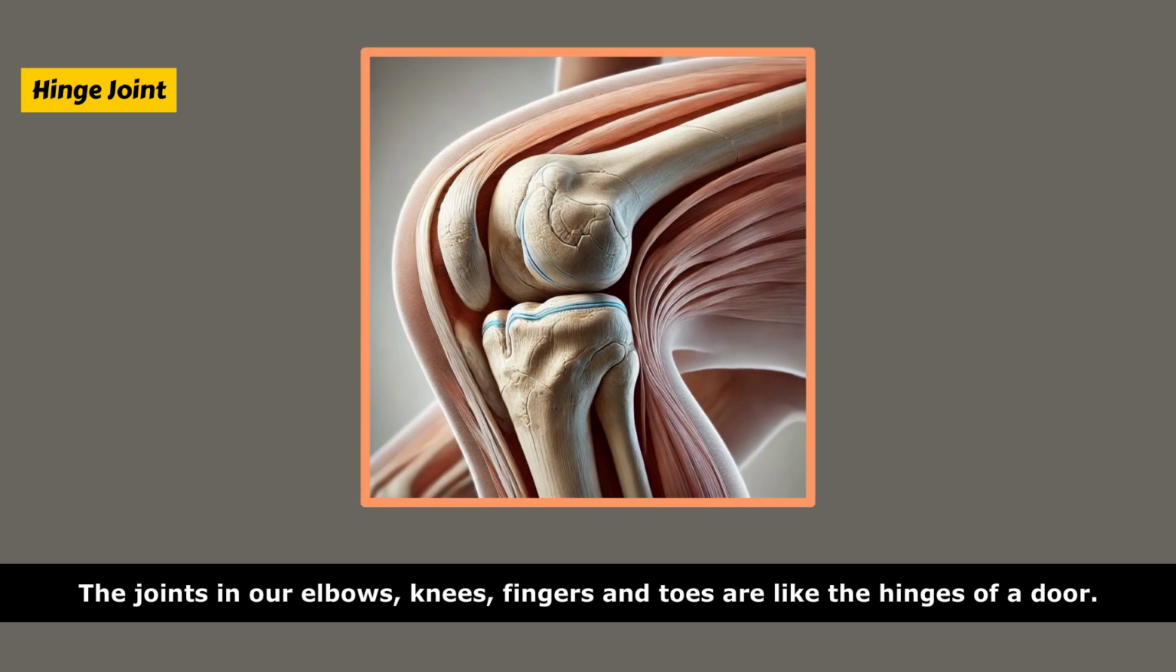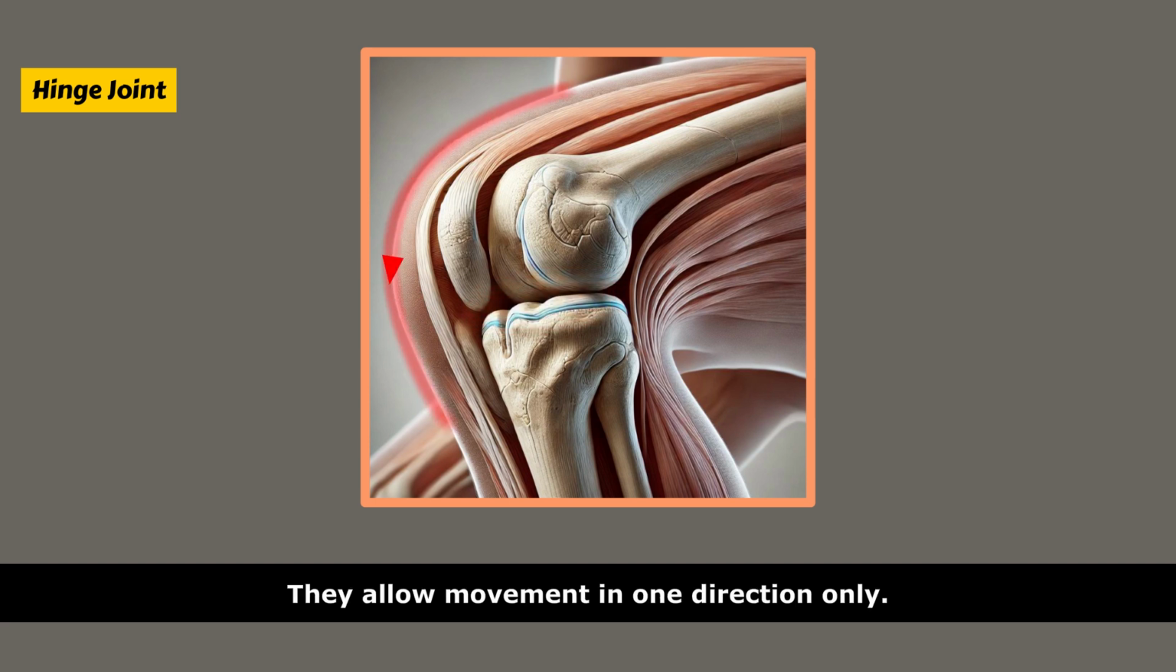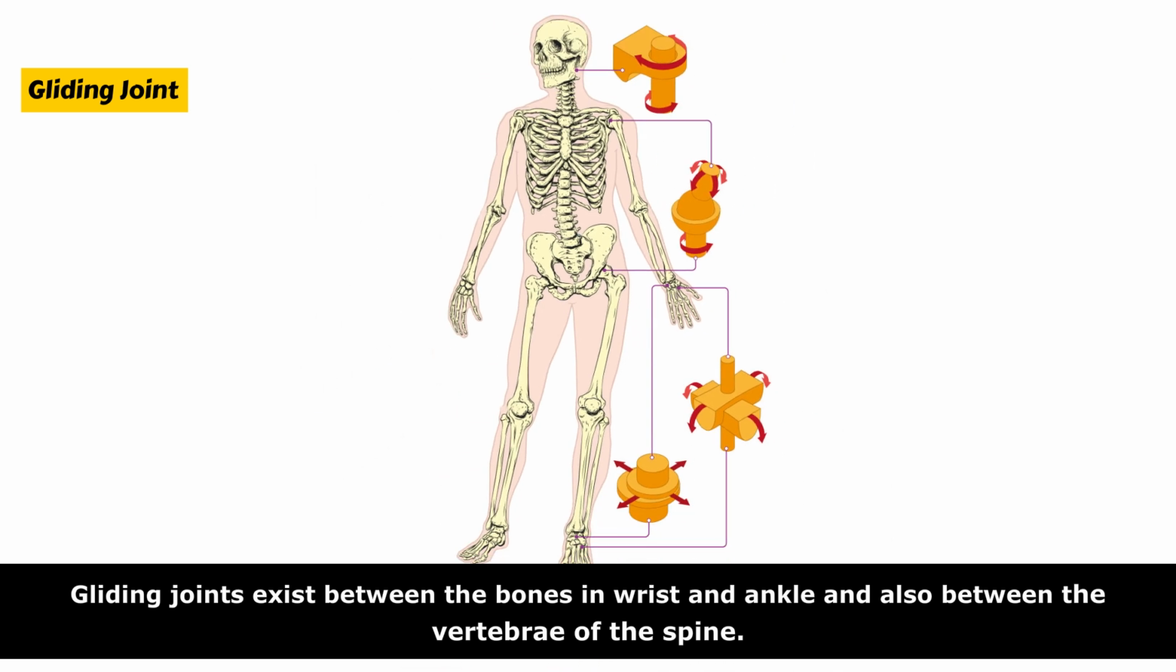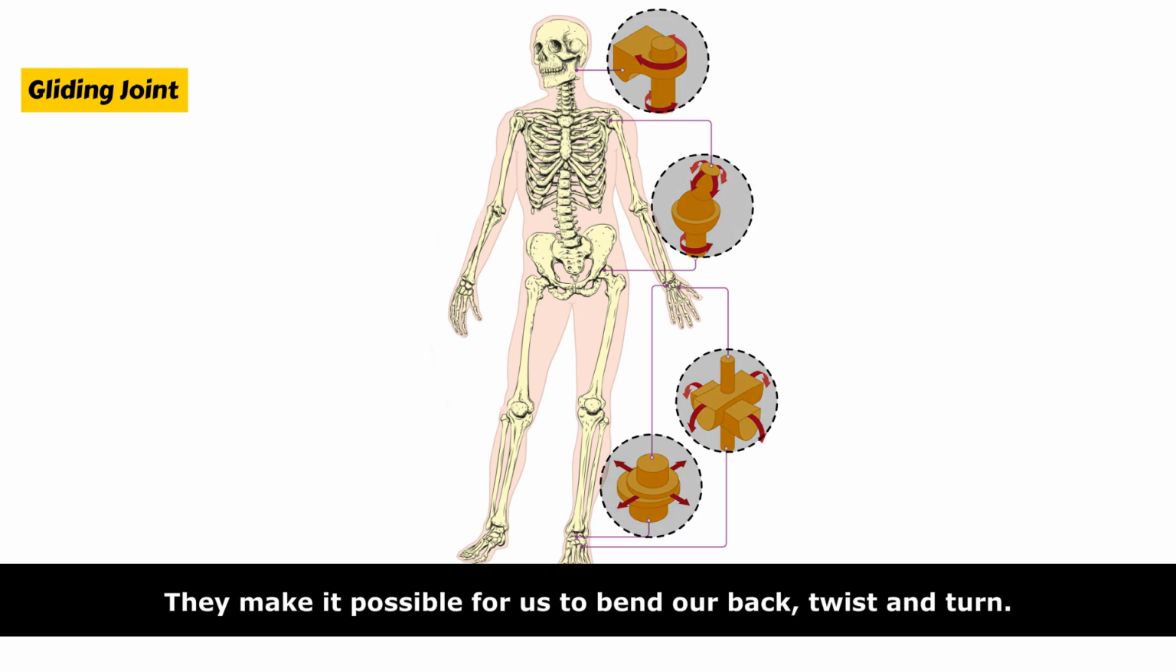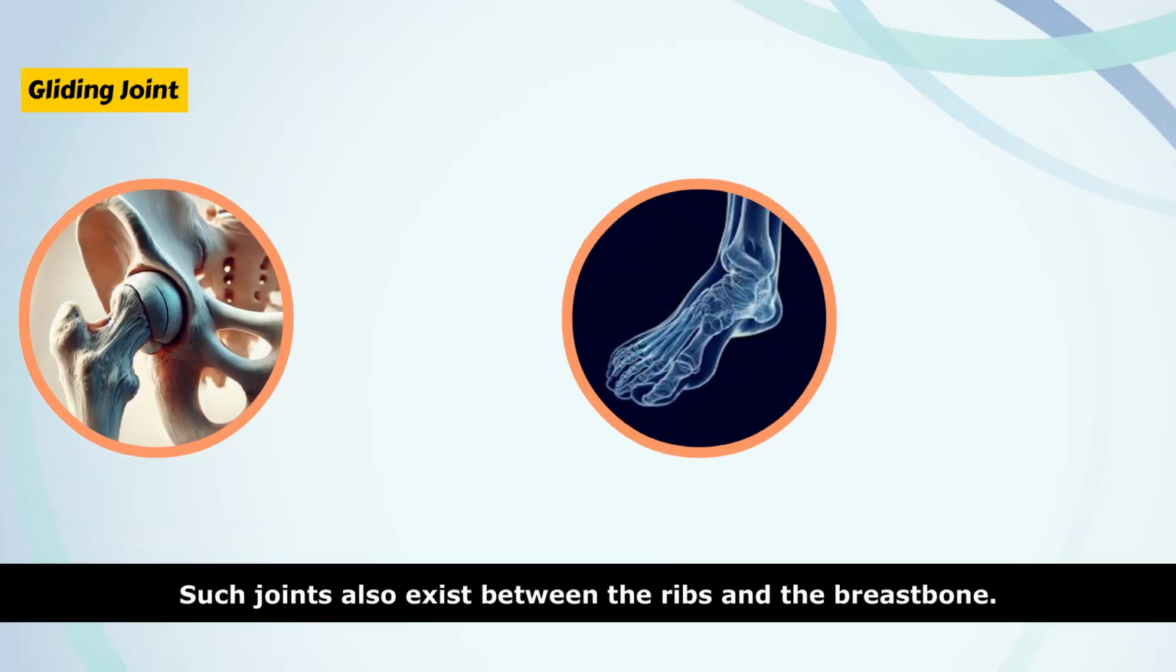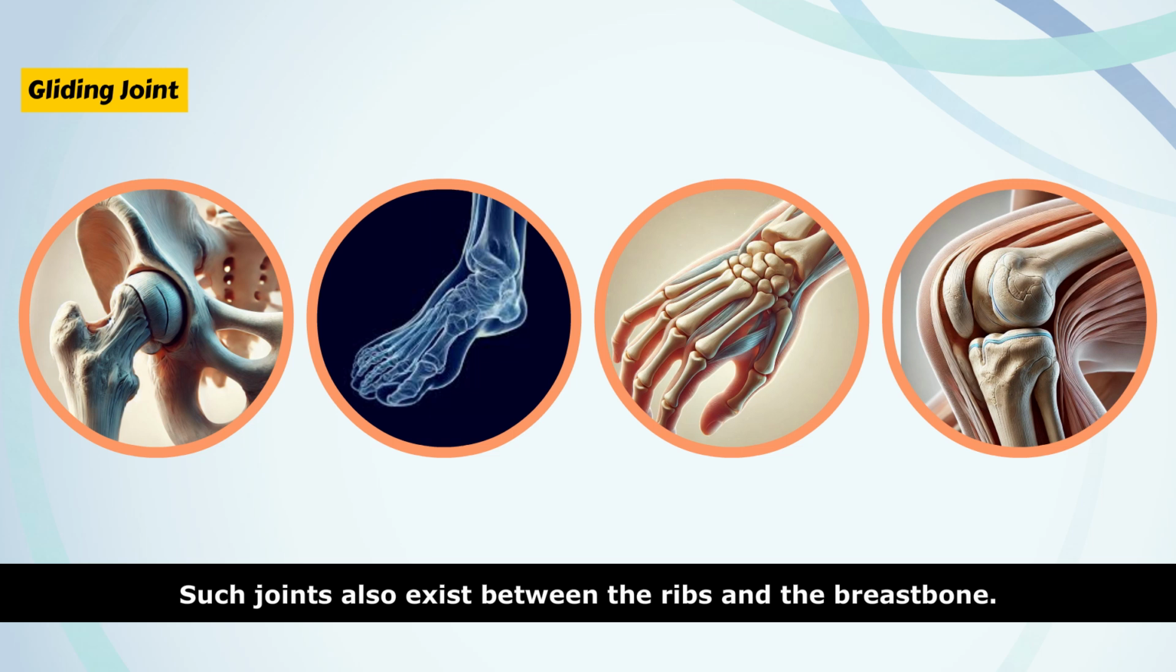Hinge joint. The joints in our elbows, knees, fingers and toes are like the hinges of a door. They allow movement in one direction only. Gliding joint. Gliding joints exist between the bones in wrist and ankle and also between the vertebrae of the spine. They make it possible for us to bend our back, twist and turn. Such joints also exist between the ribs and the breastbone.